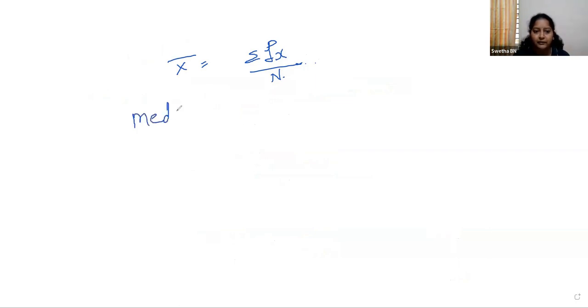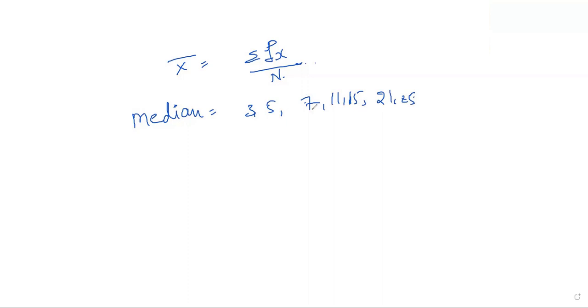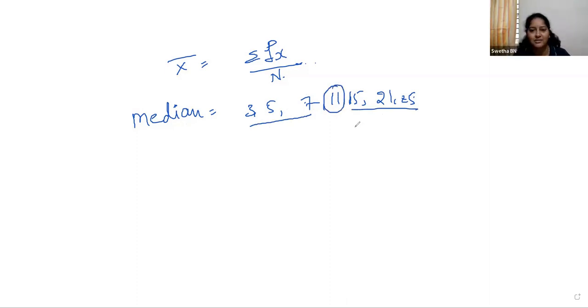And what is median? The middle value is nothing but the median. For example, 3, 5, 7, 11, 15, 21, and 25. Which is the median here? Which is the middle value? Here we have 7 terms. Ma'am, it is 11. Yes, the middle number, very good. The middle number is 11, so that is the median.